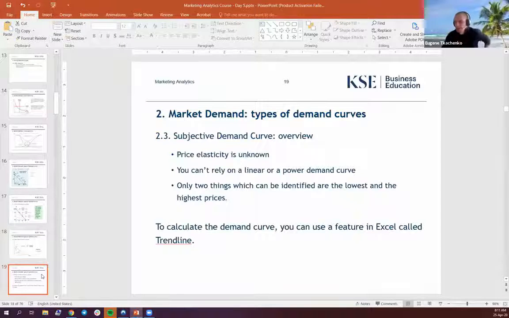And of course, there is the last type of demand curve called subjective. So when you cannot clearly define the price elasticity for your products, you cannot automatically rely on a linear or power demand curve. And the only two things which can be identified are the lowest and the highest price. So in Excel, you can basically calculate the demand curve based on the trendline function or trendline feature. And we will talk about it in a moment.